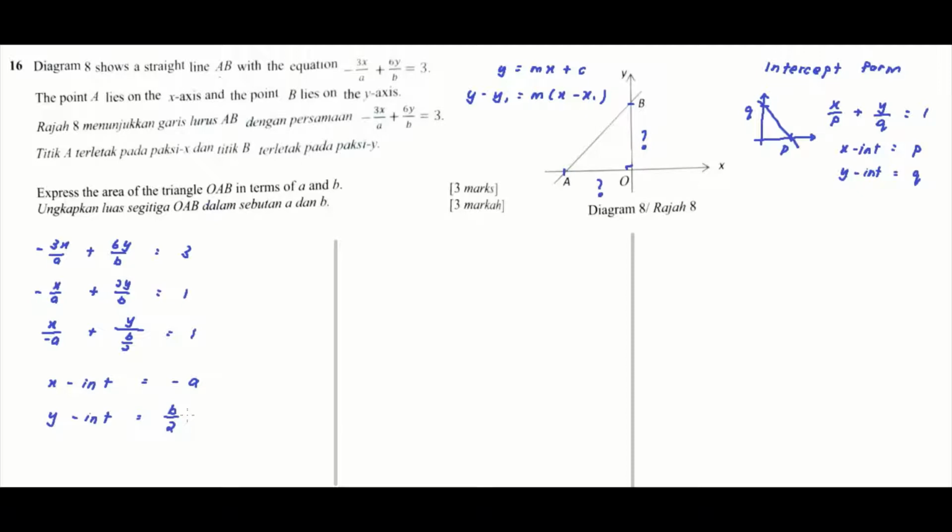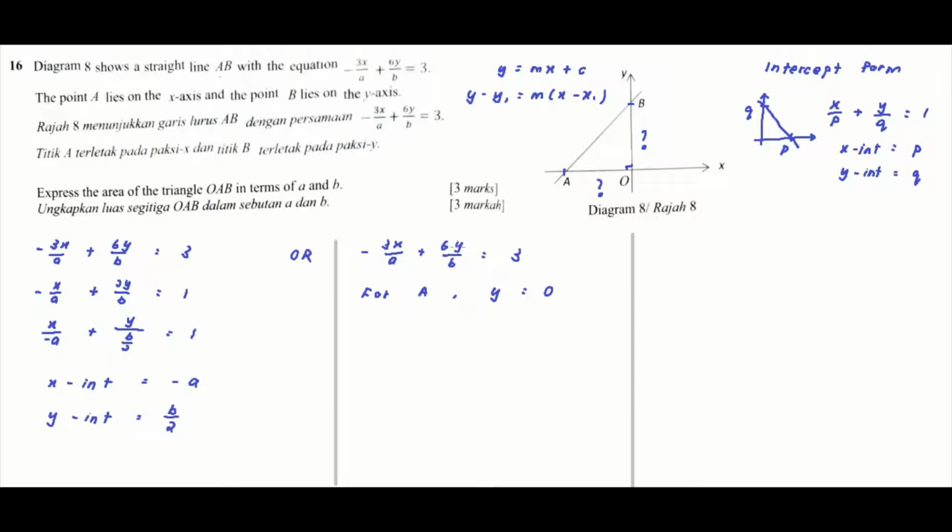So if you think that you are not familiar with this, then actually you can solve it with the idea of how you solve it normally. So for example, negative 3x over a plus 6y over b equals 3, right? This is an alternative. So when you want to find point A, you know that this is an x-intercept, which means y equals 0.